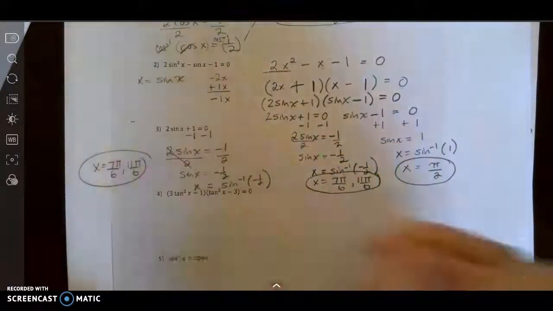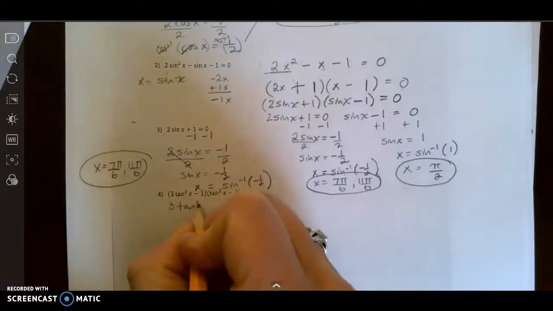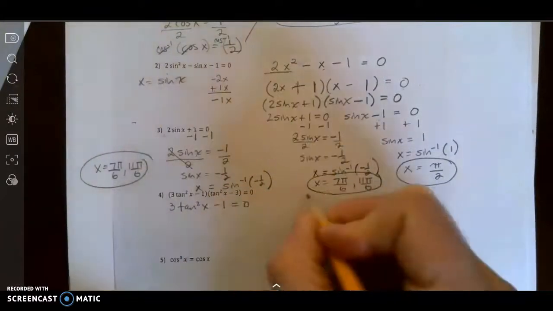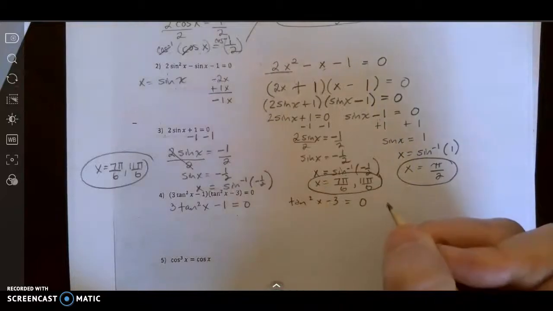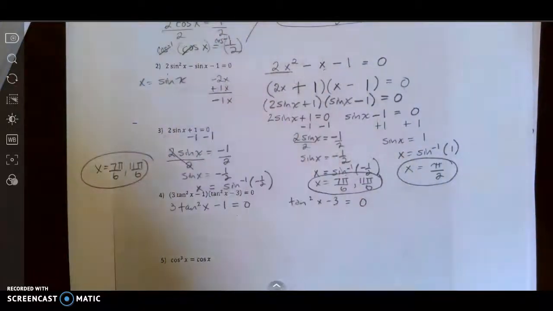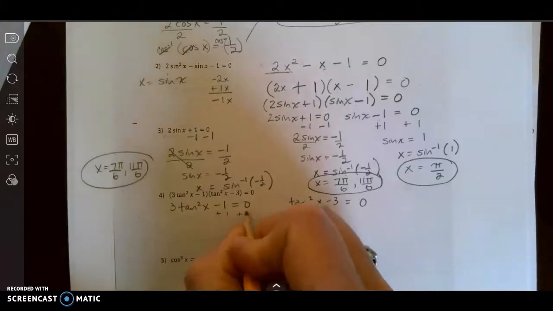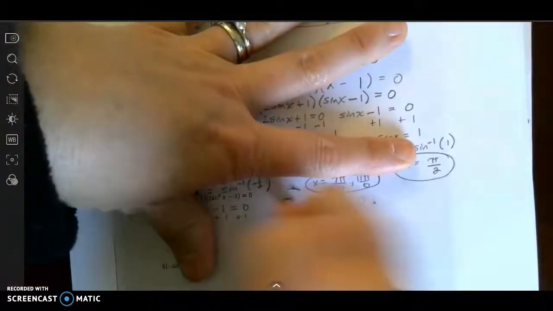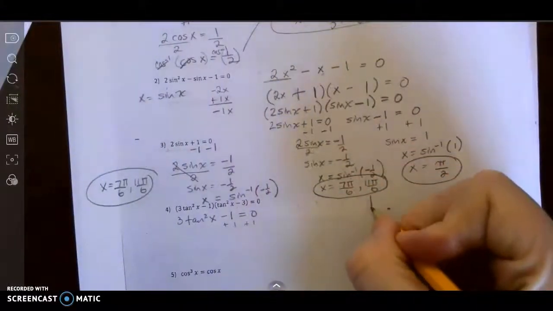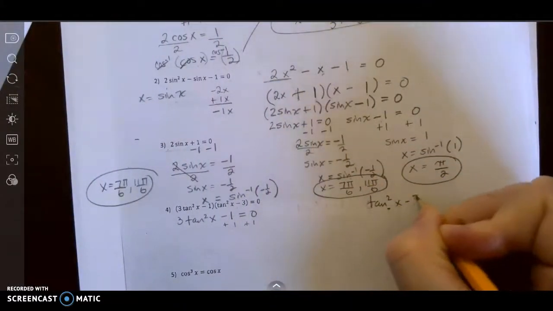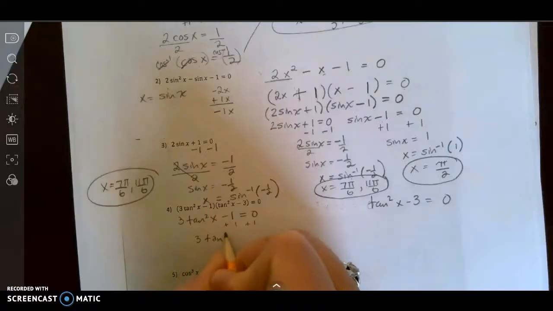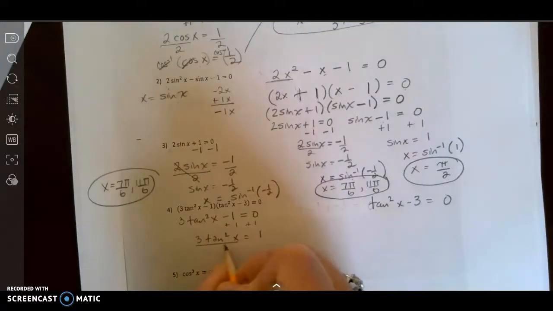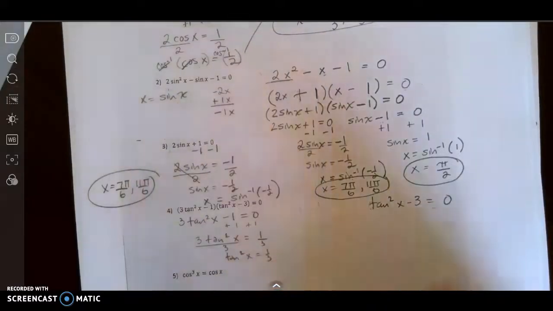So I've got 3 times the tangent squared of x minus 1 equals 0. And I have tangent squared of x minus 3 equals 0. And I'm going to solve each one. So I'm going to add 1. I might separate these a little in case I'm going to need that extra space. So I get 3 times the tangent squared of x equals 1. Divide by 3, and I get that tangent squared of x equals 1/3.